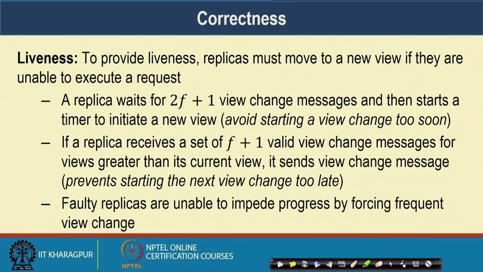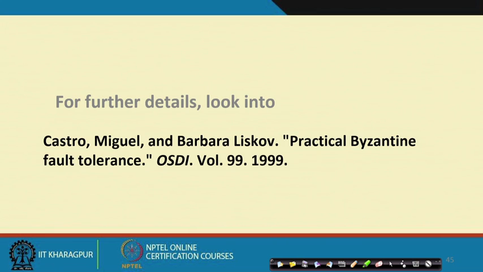So, view changes are initiated under two different conditions: either a timeout occurs, where you need a plus 1 different timeouts, or you receive a plus 1 number of different view change messages, and once you receive them, you also initiate a view change operation. This way the faulty replicas are unable to impede progress by forcing frequent view changes. Even if you have a faulty replica in the system, you cannot have very frequent view changes in the system.